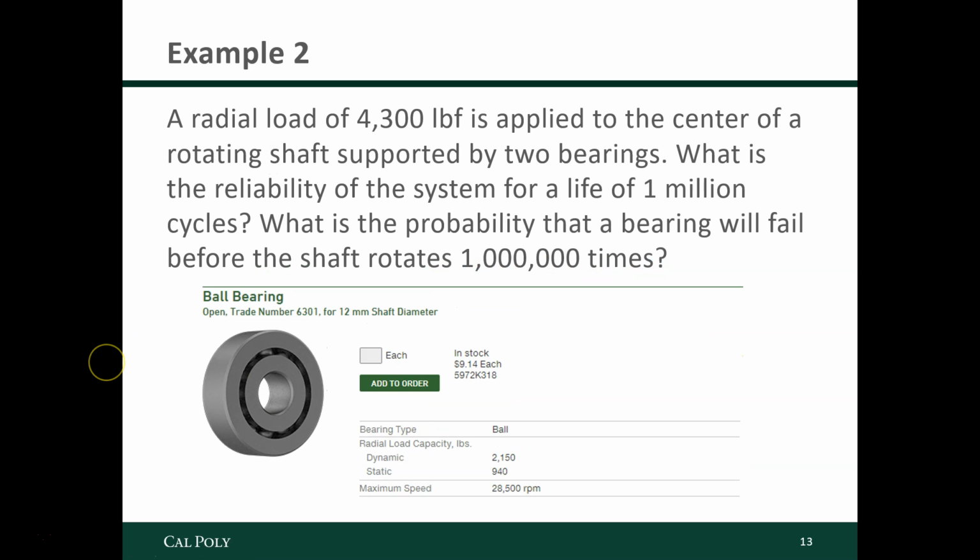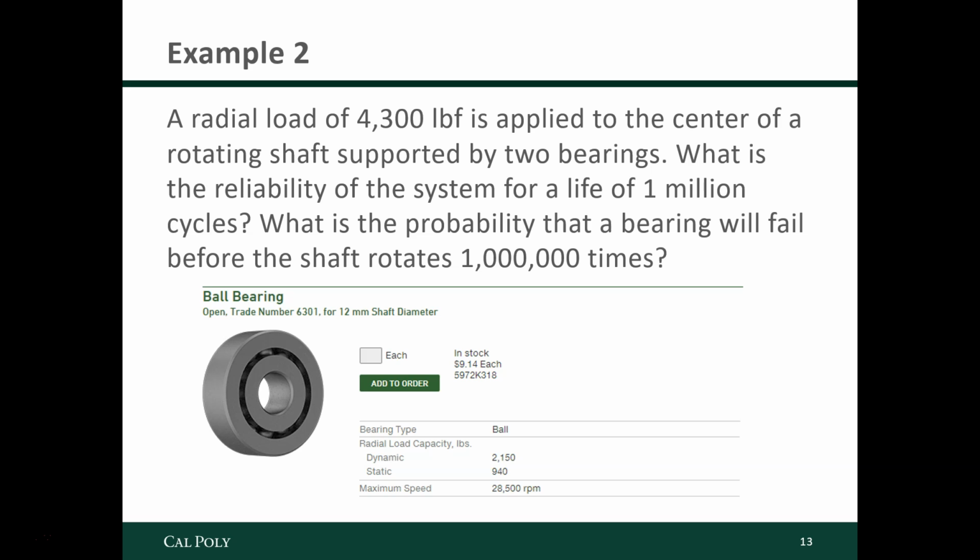Okay, so a second example. We have a radial load of 4,300 pounds, and it's applied to the center of a rotating shaft that's supported by 2 bearings. 2 of these bearings here below. What is the reliability of the system for a life of 1 million cycles?